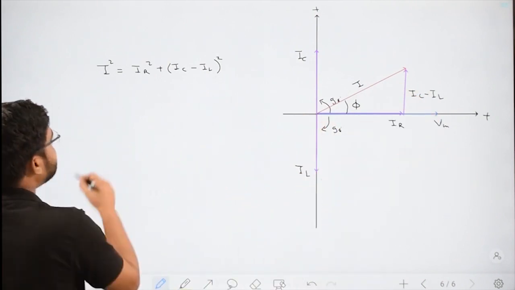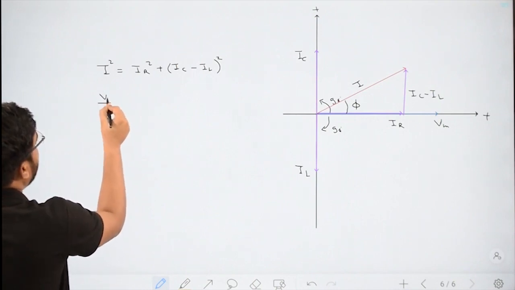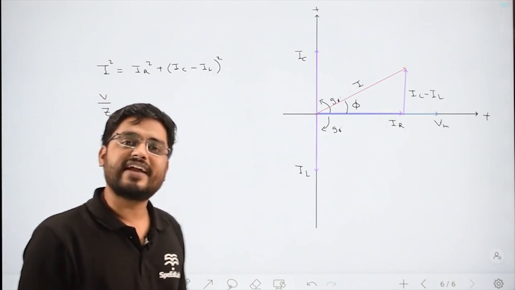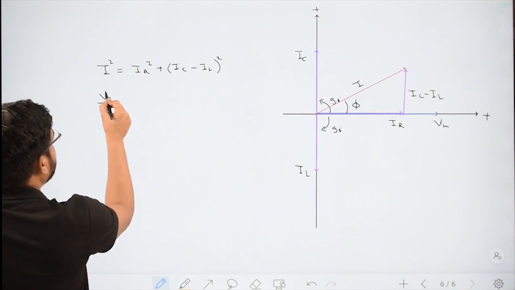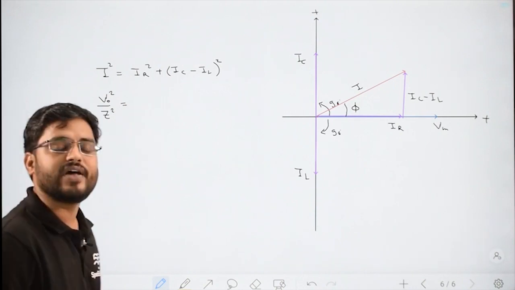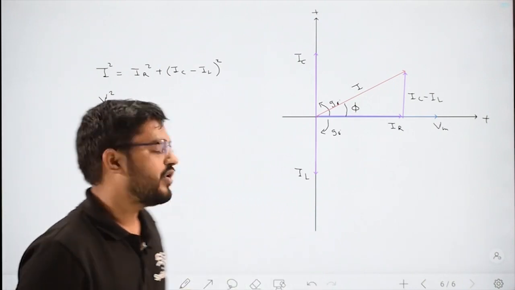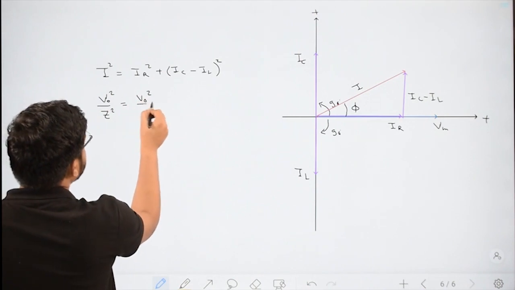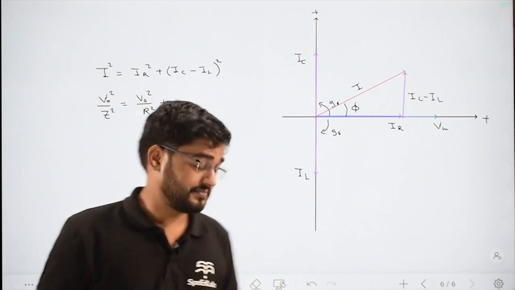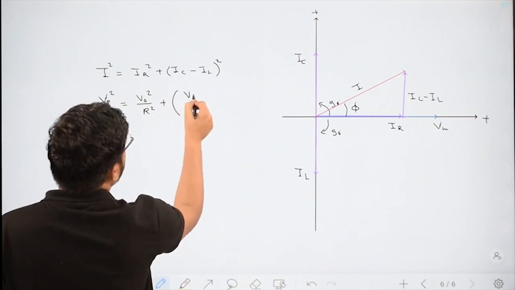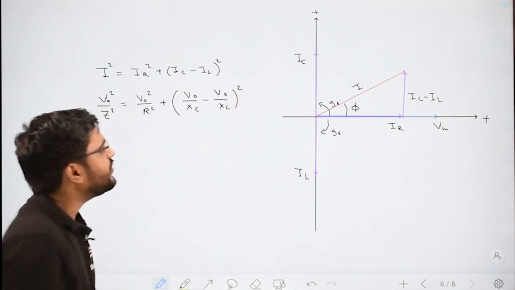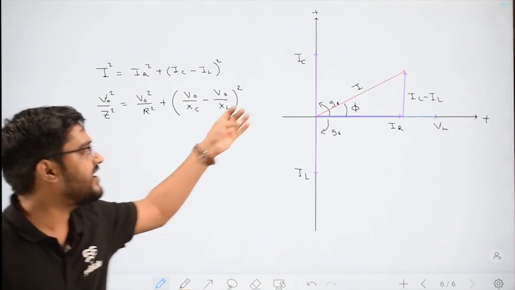First, what is I squared? I squared is V squared by Z squared. The total net current is V by Z, where V is the net voltage, which I am writing as V0, and the voltage across all three of them is the same. So V0 squared by Z squared is equal to IR squared. What is IR? It is V by R, and for the peak voltage, V0 squared by R squared. And what is IC? IC is V0 by XC. So it is V0 by XC minus V0 by XL, whole squared. If you want, you can interchange these two as well. For the angle, you need to be careful.